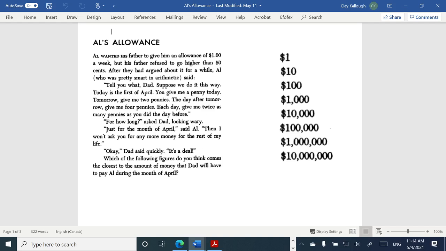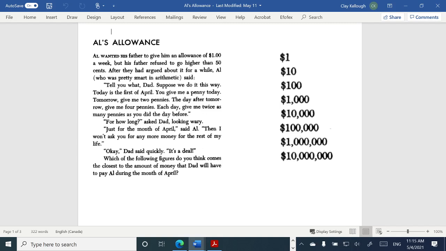"For how long?" asked Dad, looking wary. "Just for the month of April," said Al. "Then I won't ask you for any more money for the rest of my life." "Okay," Dad said quickly, "it's a deal." Which of the following figures do you think comes the closest to the amount of money that Dad will have to pay Al during the month of April?